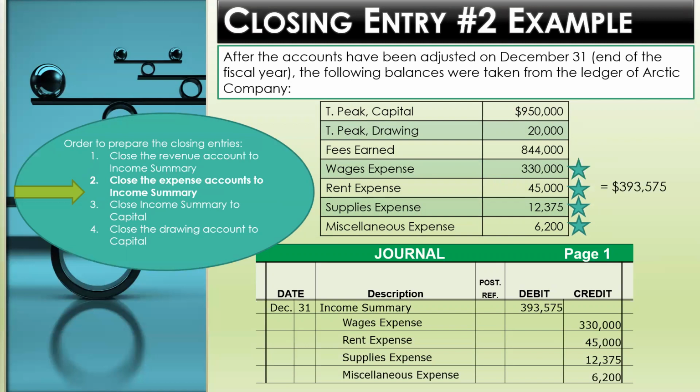So we're going to credit the wages expense in the amount of $330,000, rent expense in the amount of $45,000, supplies expense in the amount of $12,375, and then miscellaneous expense. The credit will be $6,200.